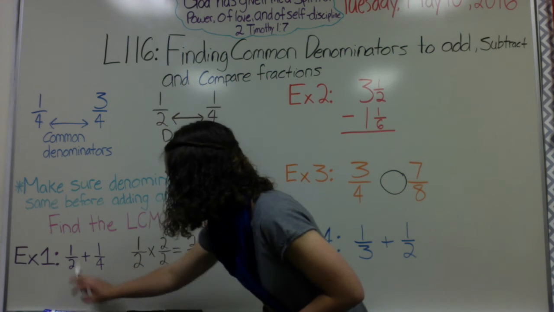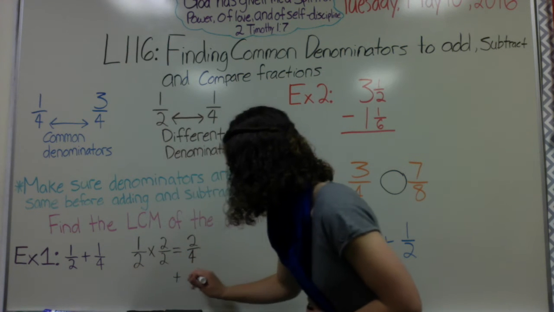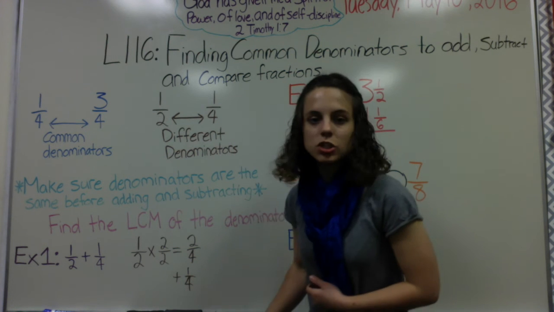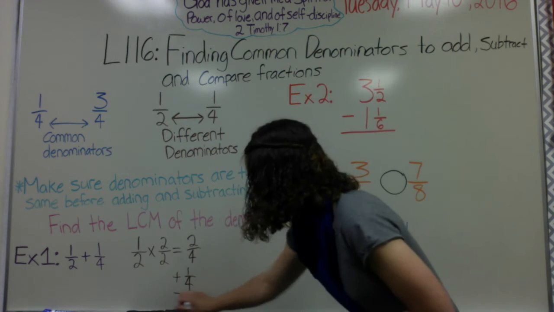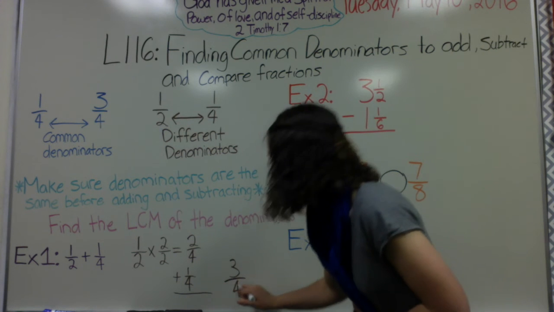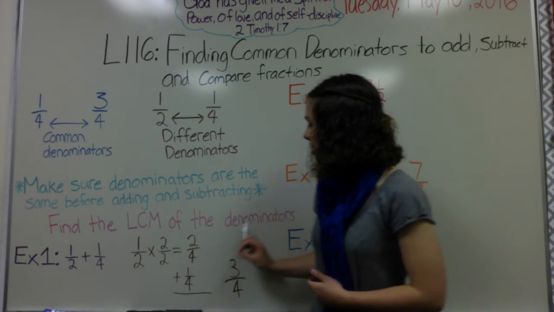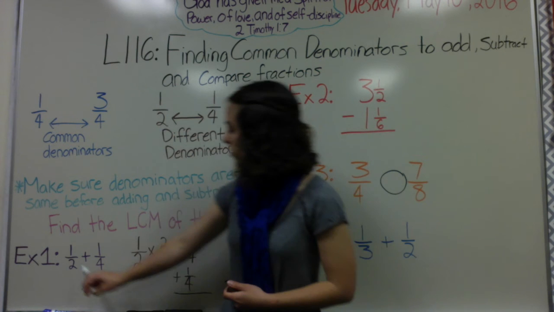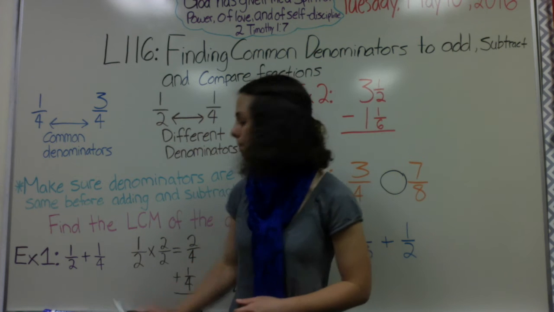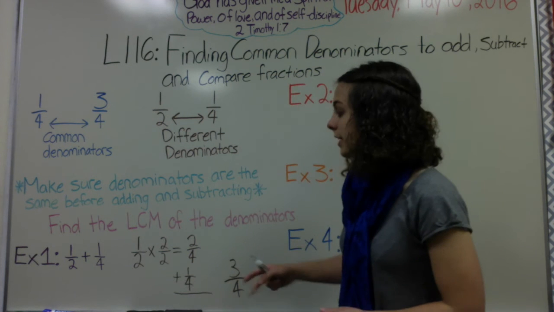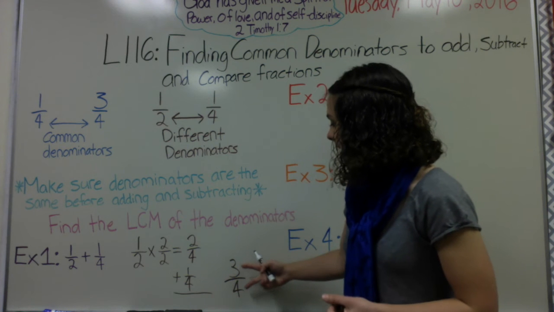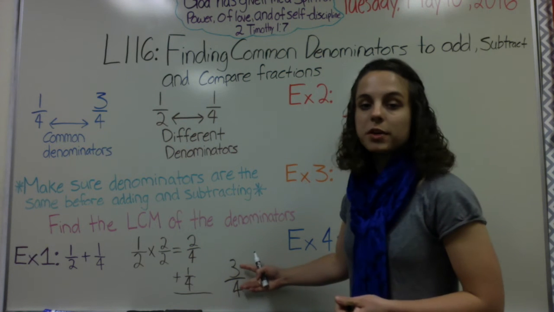Then I can add. My half is here, so 2/4 plus my 1/4. Might be a little small, but it says 2/4 plus 1/4, and that equals 3/4. So I needed to find the least common multiple of the denominators. The least common multiple of 2 and 4 is 4, or 4 is a multiple of both. And then I added them together to get 3/4.